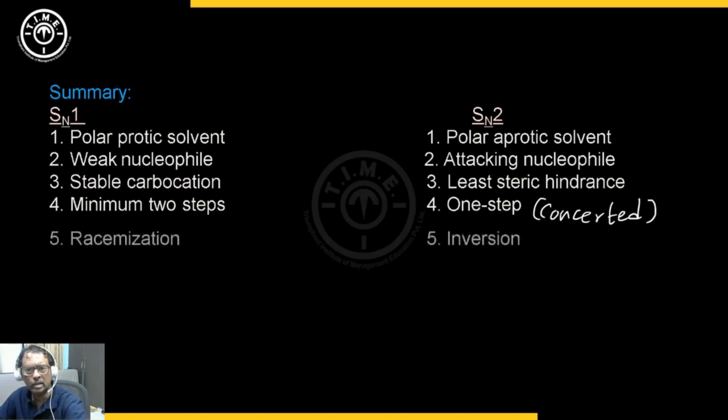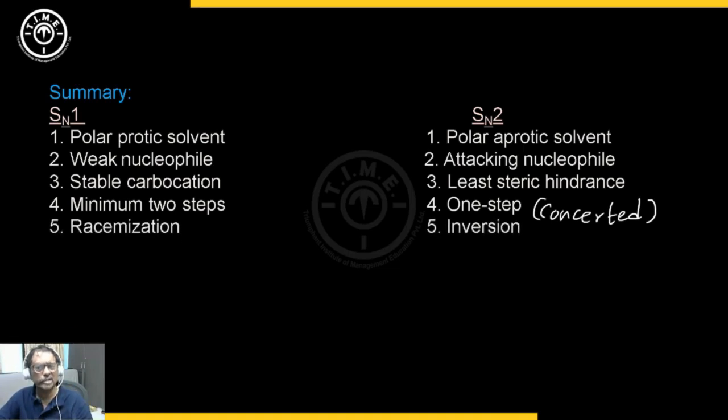Then we have racemization, right? We said it is partial racemization, but here it is inversion. Racemization means enantiomers are in equal quantities, almost equal quantities we can say, but here it is inversion of configuration, right? These are all the points that we have. There can be one more point added, right? We said that there is an intermediate in SN1 and there is no intermediate in SN2.